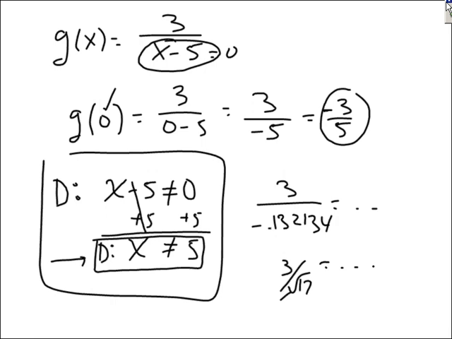X cannot be 5, done. The next type, so you only run into 2 different types of problems. The next type of problem is square roots. What's underneath the square root sign has to be 0 or more.